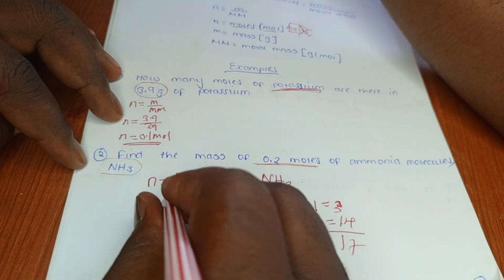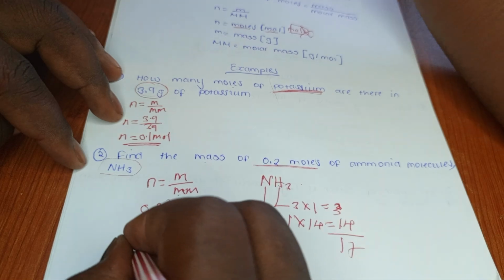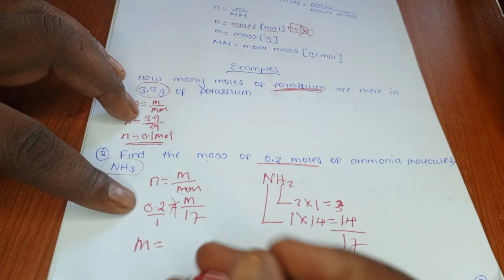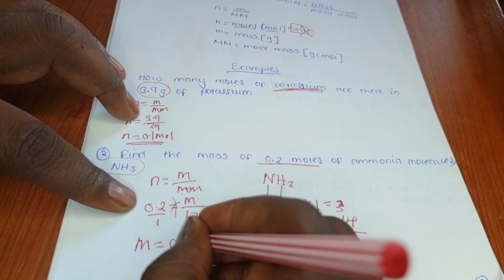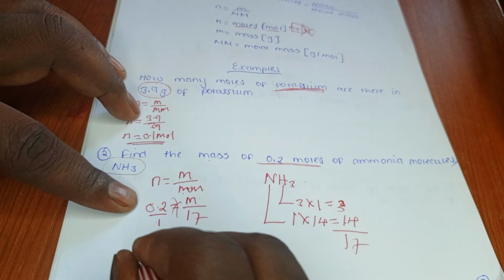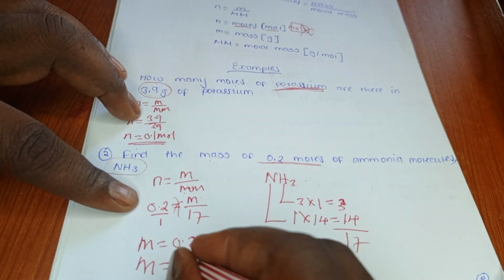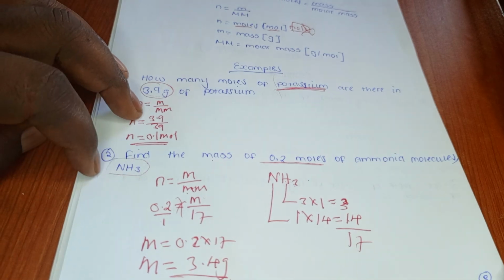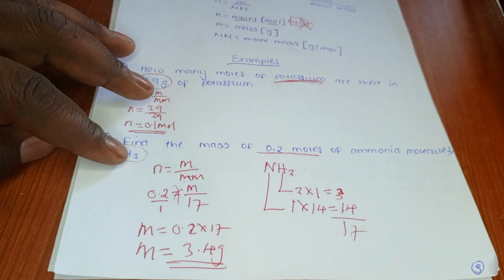Then now you cross multiply. So 1 times m, it's m, which is mass, is equal to, so you multiply 0.2 times 17. So 0.2 times 17, and the mass is equal to, the answer is 3.4 grams, because we're finding mass. So we maintain the unit, which is grams.